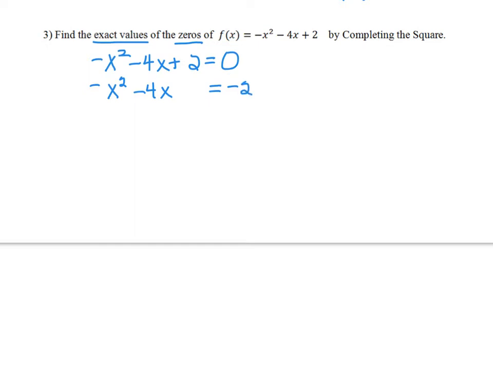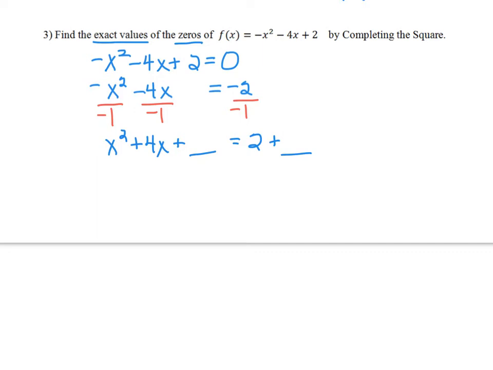Now here's one where I do have to take that extra step. I've got a coefficient in front of the x squared that's not a 1. So I'm going to want to go through and divide both sides of the equation, every term by whatever that coefficient is. And in this case, I'm going to divide by -1. So I now have x squared plus 4x plus something is equal to 2. And again, I'm going to add that same plus something to both sides of the equation.